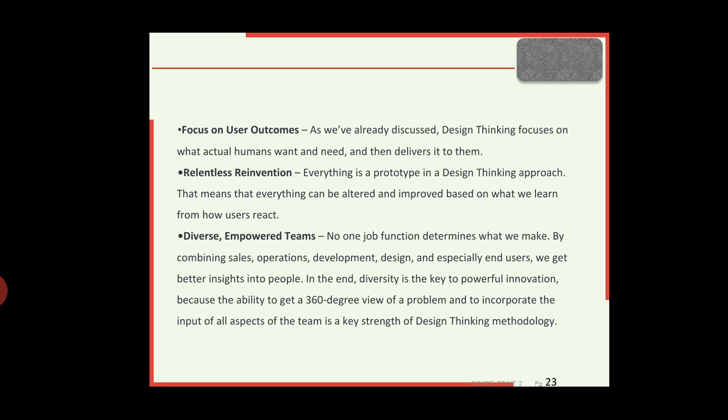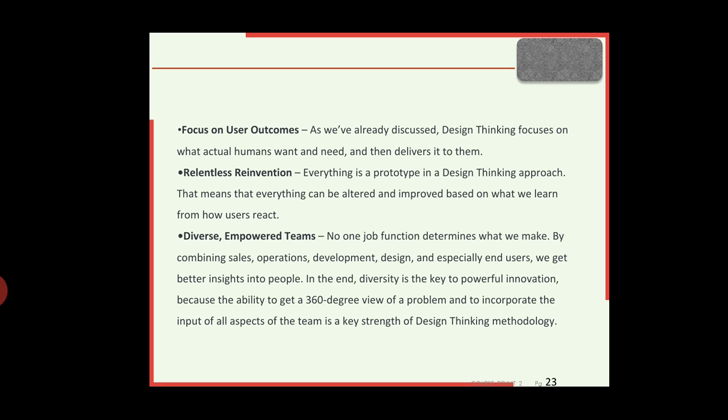Okay, and then we have learned about diverse, empowered teams. In the previous slide, we saw the last picture represents a group of people, like a team. What makes the team empowered? Listen carefully now. No one job function determines what we make; no one job function will be determined or evaluated.